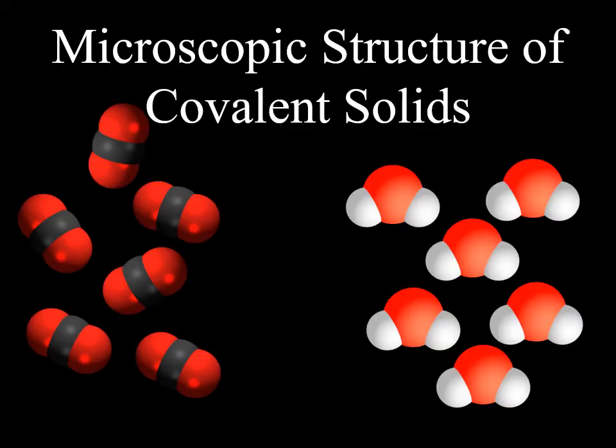Microscopic structure of covalent solids. So I have two different covalent compounds here. The one on the left is meant to represent carbon dioxide, and the one on the right is water. And of course, both of these substances can be solids. Solid carbon dioxide is dry ice.